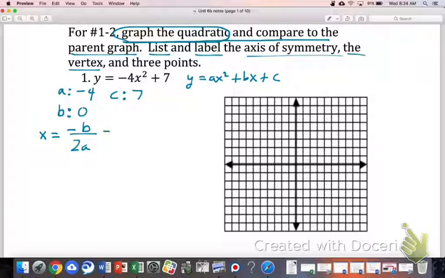Let's plug everything in. The b value is 0. The a value is -4. So what is 0 over -8?